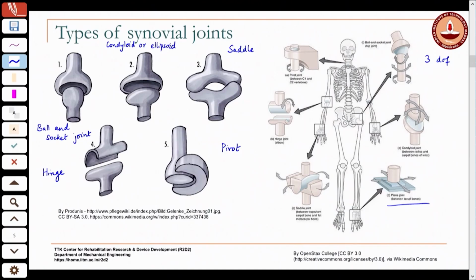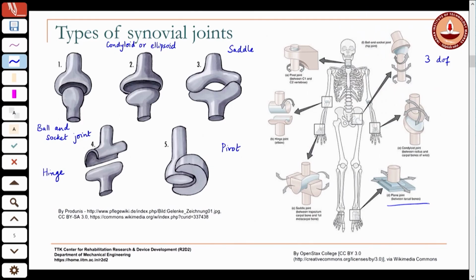The saddle joint is a very special joint, and I think the only location where it is found is the carpometacarpal joint of the thumb. It is the joint between the carpal bones and the base of the wrist. I will show you a figure there, and that again is a 2 degree of freedom joint.